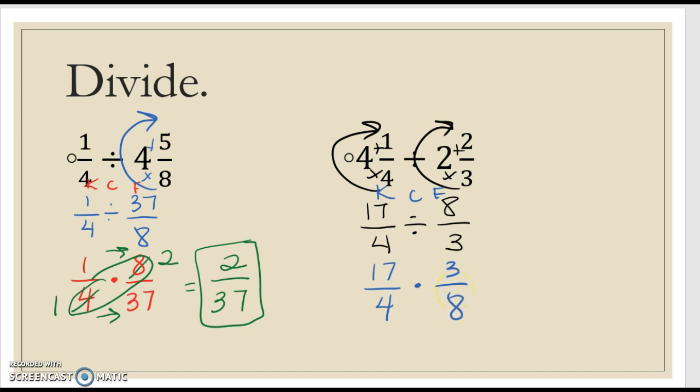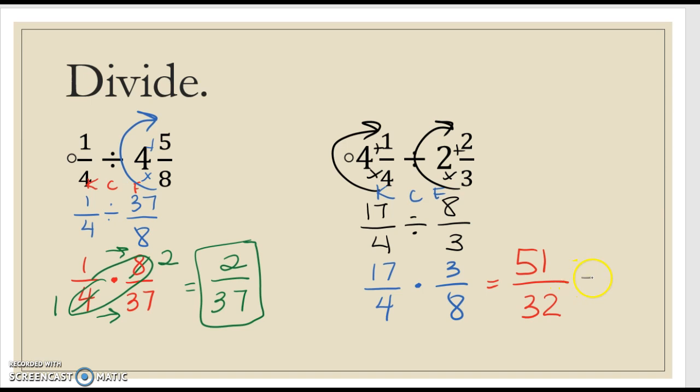We look to see now if there's any kind of cross canceling, and it looks like on this one we actually don't have any. So we're going to multiply straight across. I know 8 times 4 gives us 32, so our denominator is 32. And then we have to deal with our 17 multiplied by 3. And when we do that, we end up getting 51. Now, this is an improper fraction, so we do need to change that into a mixed number.